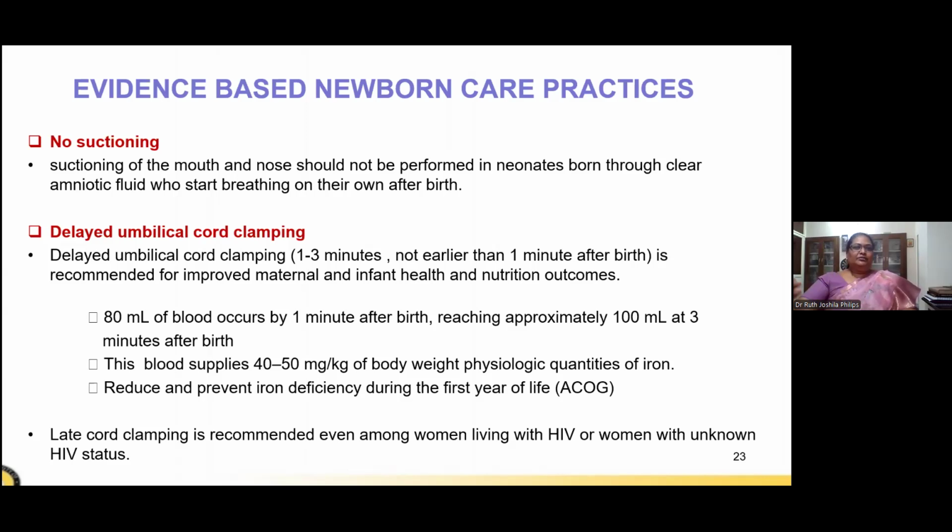Through the process of birth itself, the baby pushes out all the fluid that is in the lungs, and once the baby is born, the breath occurs spontaneously, and whatever little amniotic fluid remains comes out naturally by gravity within a day or two, and we need not be worried about it. So routine suctioning is contraindicated in newborns.